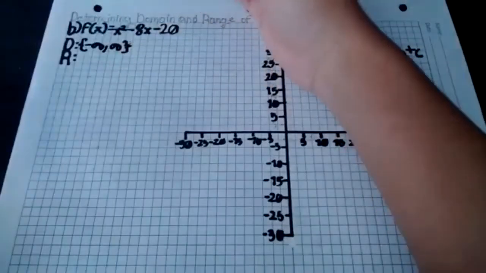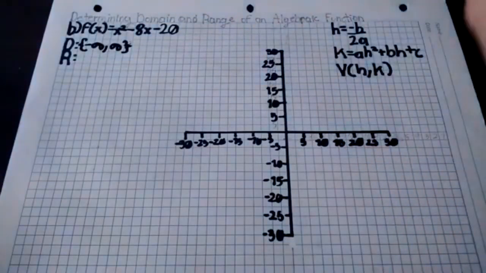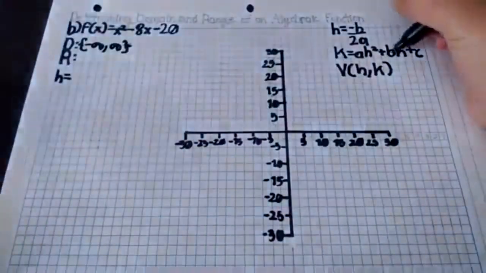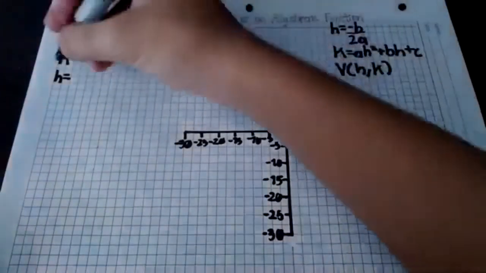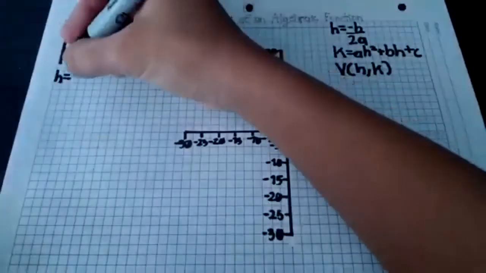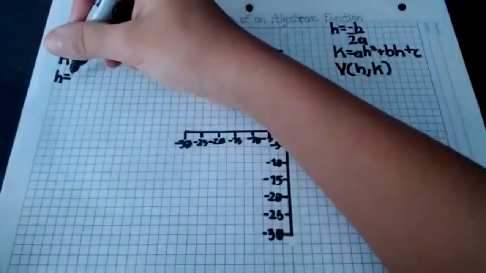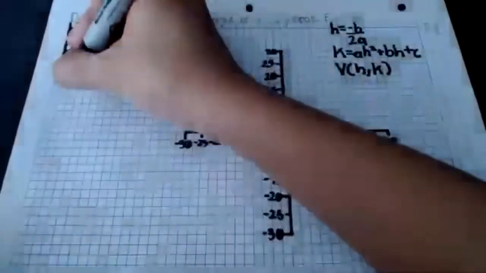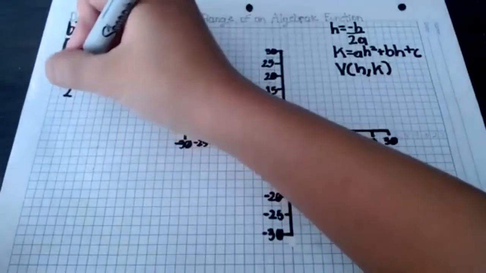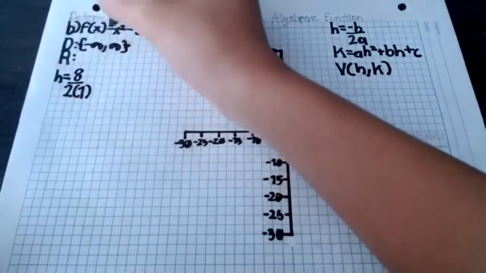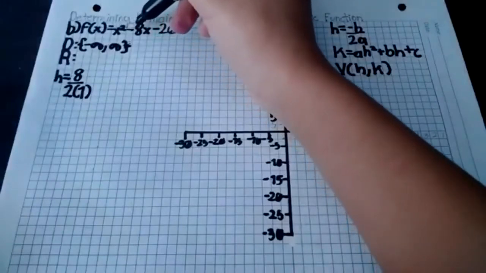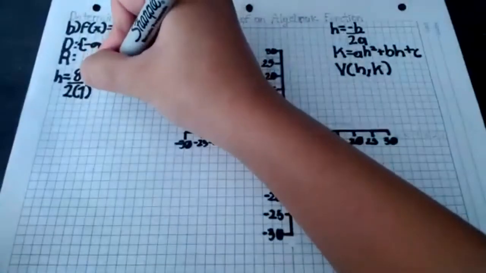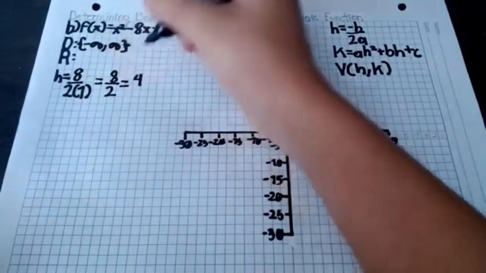Then to take out the range, we need to take out the h using the formula I wrote here. So h is equal to negative b over 2a, and b is, this time, negative 8. The sign changes because, as the formula says, it's negative times negative, which is a positive. So 8 divided by 2 multiplied by 1, because it is only 1 x squared. So 8 divided by 2, and the answer is 4.